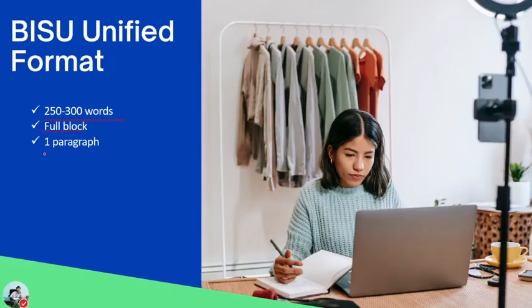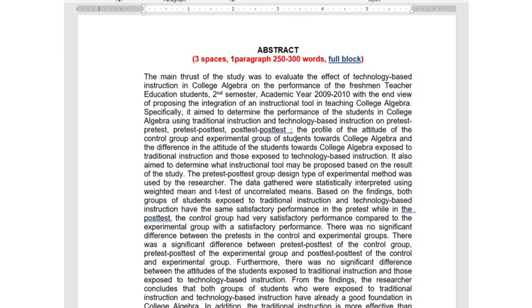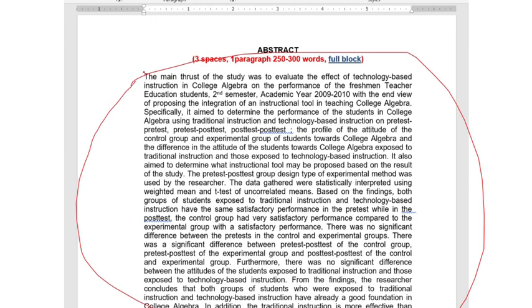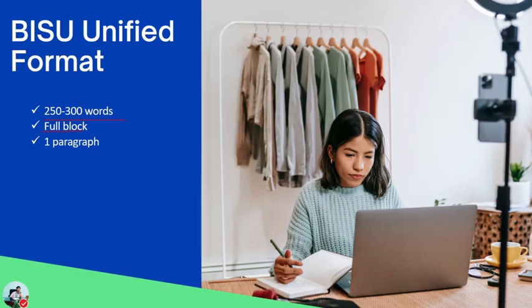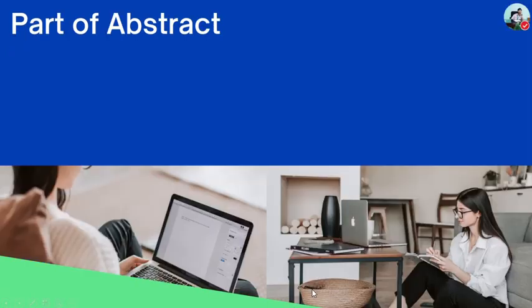And then the third one, paragraph. So you can notice here that it is only one paragraph, one long paragraph. Okay, so again, 250 to 300 words only, full block, and one paragraph. Now let's proceed to the parts of the abstract.